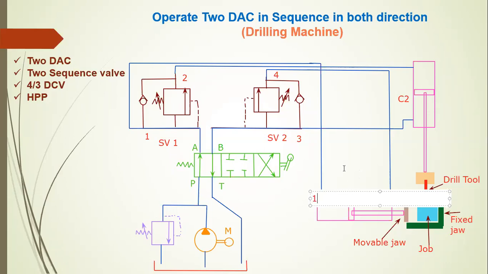So we can easily understand where the oil passes. Two oil passes from the cylinder at this point, so let's give the name 2. Point 3 is connected to the cylinder at this position. Give the name 3, and this point is 4. This is the complete drawing of a drilling machine to operate two DACs in sequence in both directions.